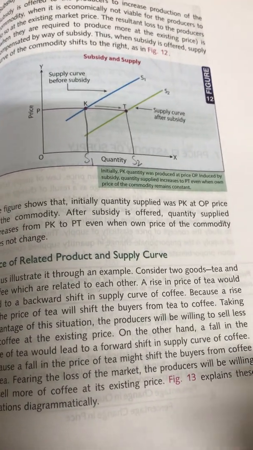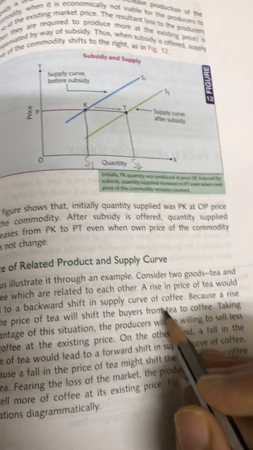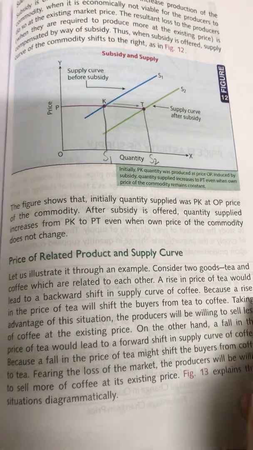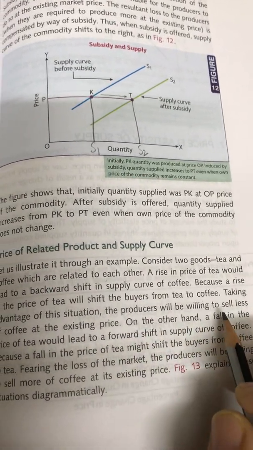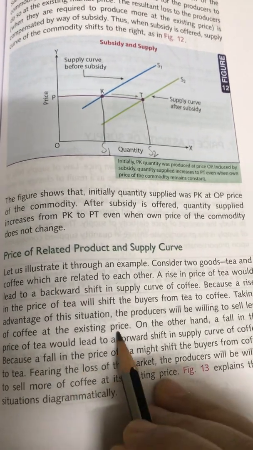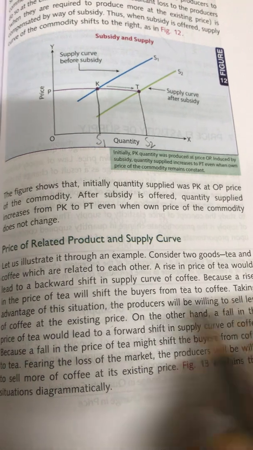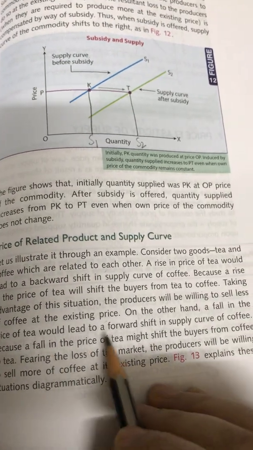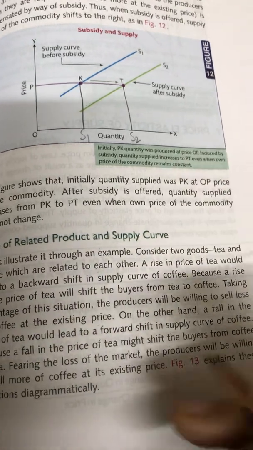decrease because a rise in the price of tea will shift the buyers from tea to coffee. Okay, taking advantage of this situation, the producers will be willing to sell less of coffee at the existing price because the price of tea is going up. On the other hand, a fall in the price of tea would lead to a forward shift in the supply curve of coffee. If the case is reversed, then this is what happens.